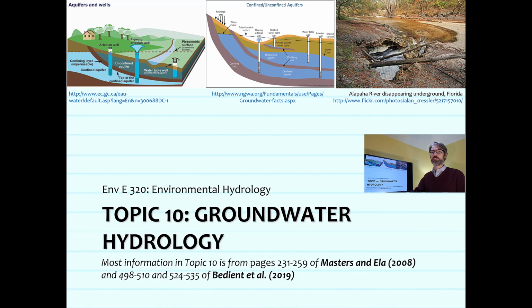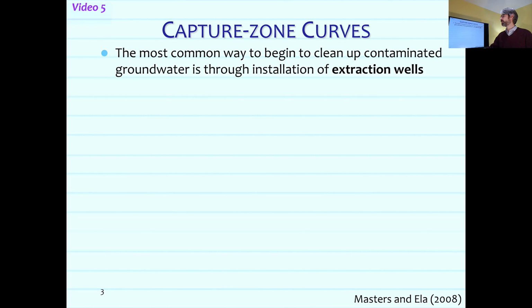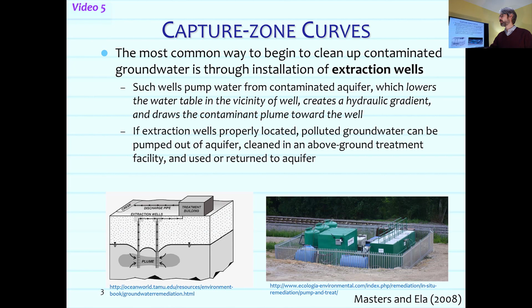This is video 5 of topic 10 on groundwater hydrology. In this video we'll talk about capture zone curves. The most common way to begin to clean up contaminated groundwater is through the installation of extraction wells. Such wells pump water from a contaminated aquifer, which lowers the water table in the vicinity of the well, creates a hydraulic gradient, and then draws the contaminant plume toward the well.